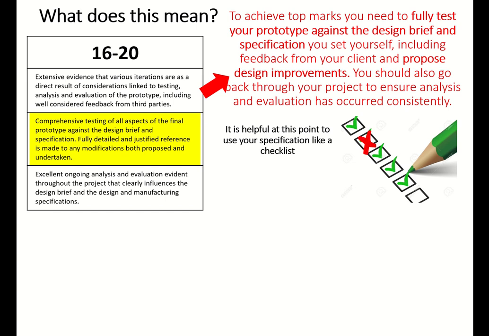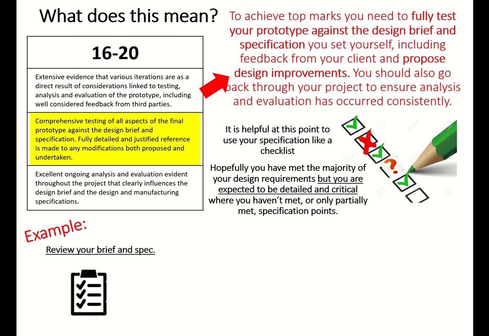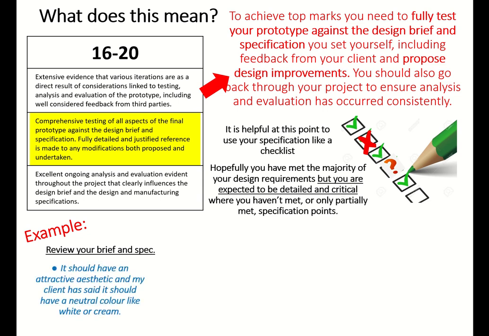You should be finding out criteria where you've failed to meet your specification, or maybe just partially met your specification. Hopefully you've met the majority of your design requirements, but you're expected to be detailed and critical where you haven't met or partially met your specification. So here's an example. You're going to review your design brief and your specification. Maybe you've got a point like this. It should have an attractive aesthetic, and my client has said it should have a neutral color like white or cream or whatever. Great. You've given yourself criteria early on in your project.